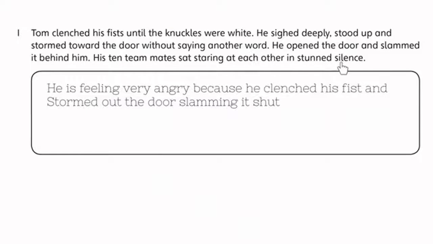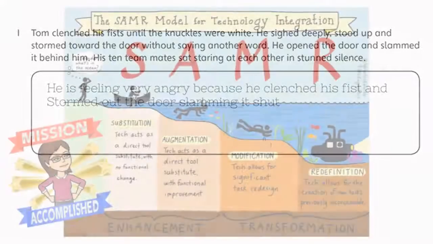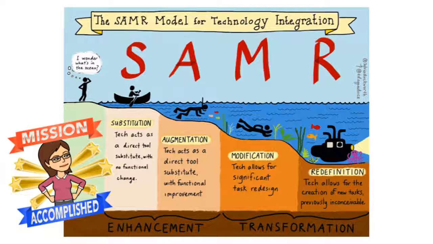in stunned silence. He's feeling angry because he clenched his fist and stormed out the door, slamming it shut. Mission accomplished. The old worksheet has been transformed into a new task where students can show their understanding and further develop their skills.